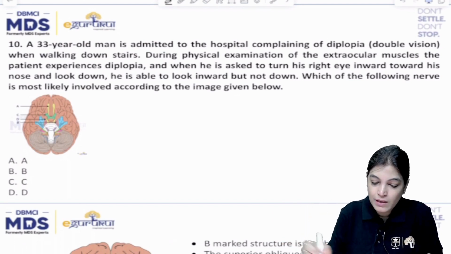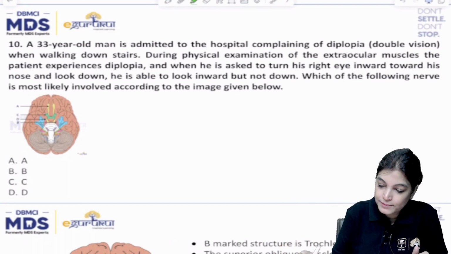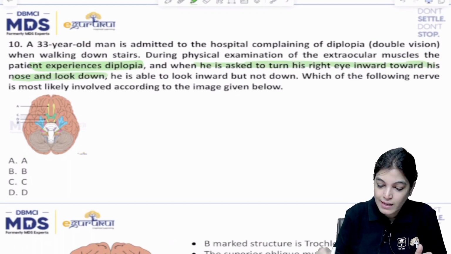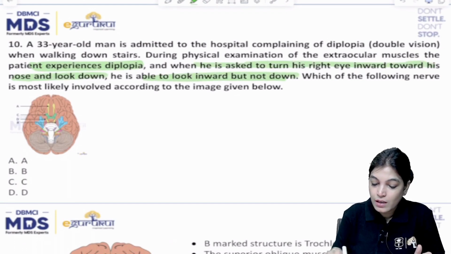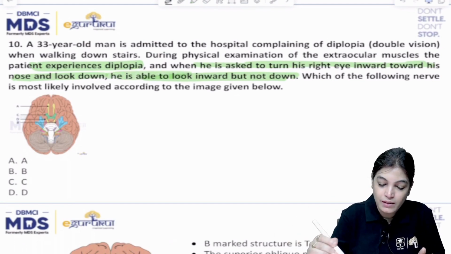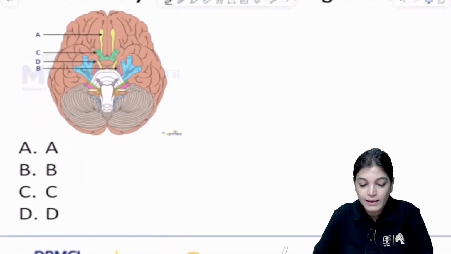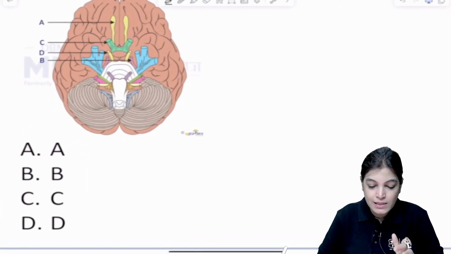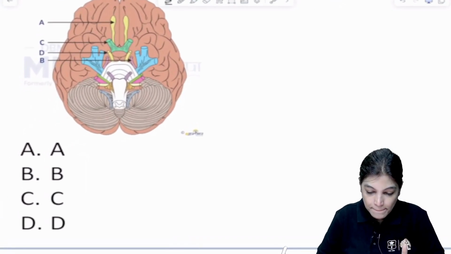So this is very important, that the patient is experiencing diplopia and his right eye is inward towards the nose looking down. He is able to look inward but not exactly downward. So which of the following nerves is affected in this case? So firstly we have to identify what is A, what is C, what is D and what is B.